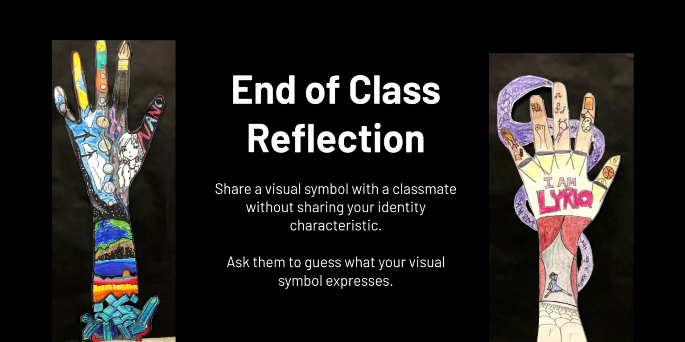All right, class, for our end of class reflection, you are going to share a visual symbol with a classmate without sharing your identity characteristic. So only the symbol. You're going to ask them to guess what your visual symbol expresses. If they can guess it, that means that your visual symbol is clearly expressing that part of your identity. If they're having a hard time guessing it, it means that you might need to add a little more detail. That's something I can help you with, or you can ask them for feedback on what would help them to better understand. I can't wait to continue on this project with you.